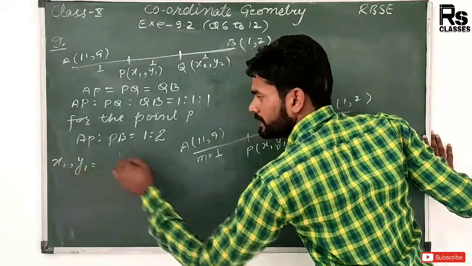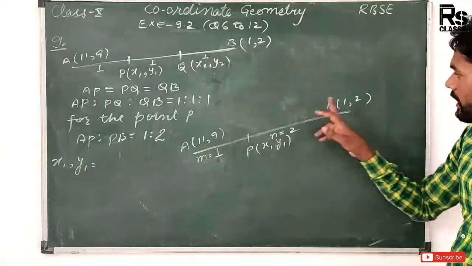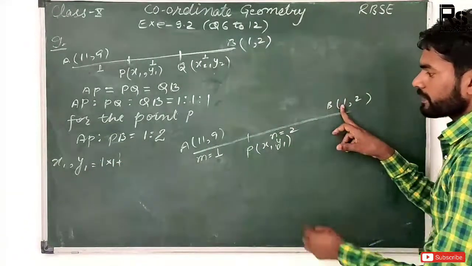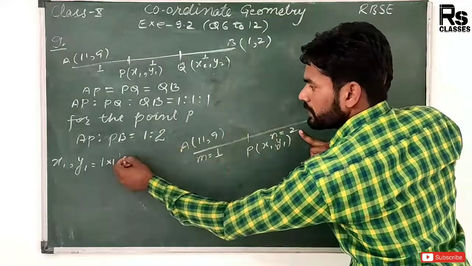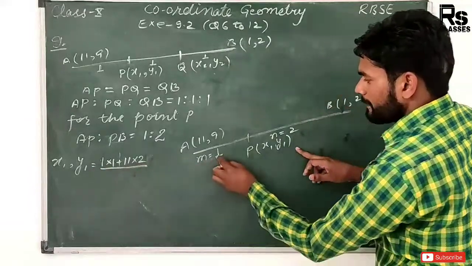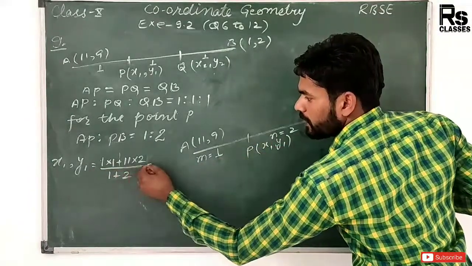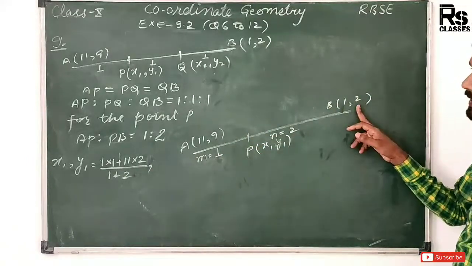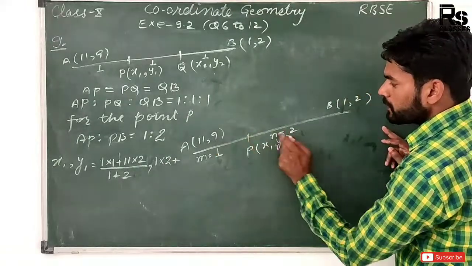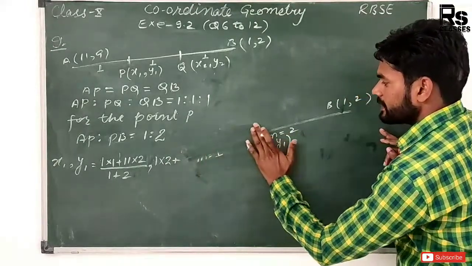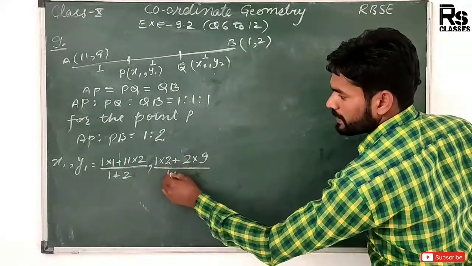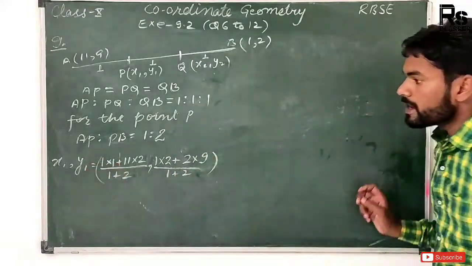x1, y1 is equal to (m x2 + n x1) upon (m plus n), that is 1 into 1 plus 11 into 2 upon 1 plus 2, comma (m y2 + n y1), that is 1 into 2 plus 2 into 9 upon 1 plus 2. Clear? Now simplify this.